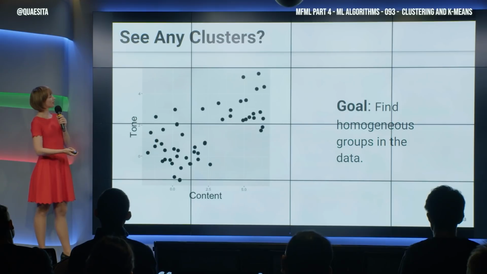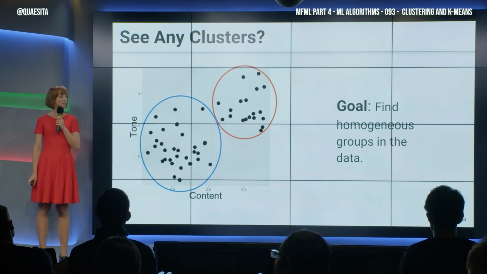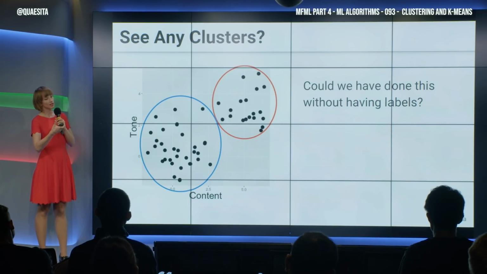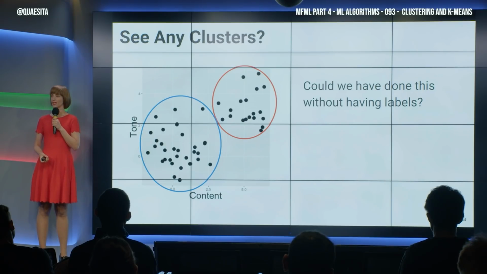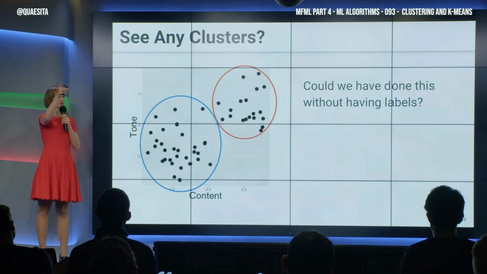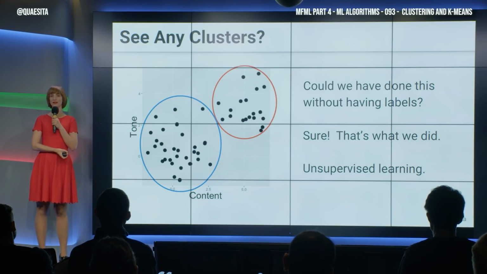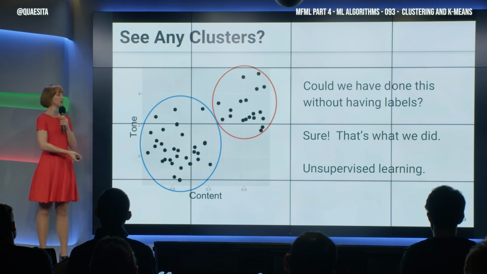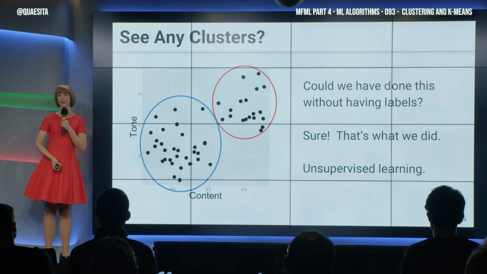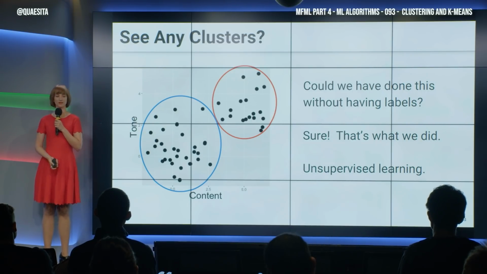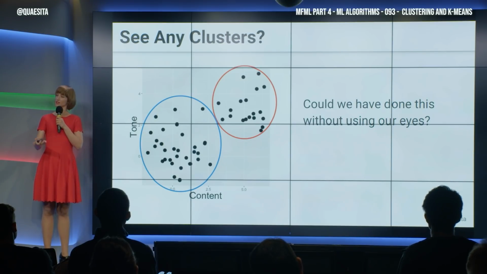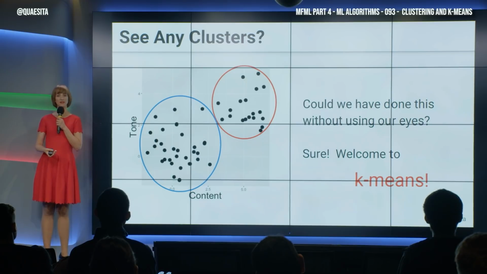So, for our example, do you see any clusters here? I see some clusters by eye, sure, something like that, yeah? Okay. Could we have done this without having labels? That is a trick question to see if you are paying attention. There are no labels here. So, of course, this is unsupervised learning. All we know about is the ingredients, and we are finding those clusters ourselves. Could we have done this without using our eyes? Sure, otherwise what are we doing in this section?